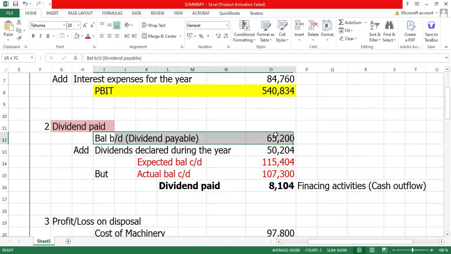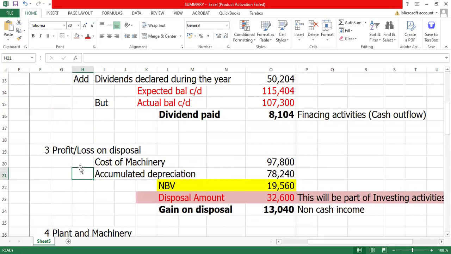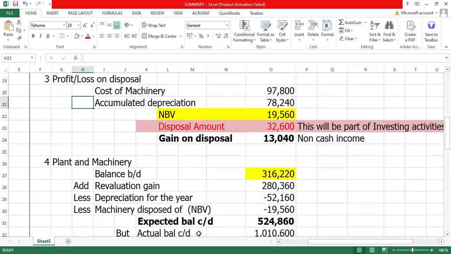You first take the dividend paid at the start, and you add what was declared during the year, because once you declare, it doesn't mean that you have paid. It's like a liability. So compare the two, the expected with the actual, then the difference will be dividend paid, which is a financing activity. All right, just what I need. Do we have interest paid? Yes, that we have it clearly.